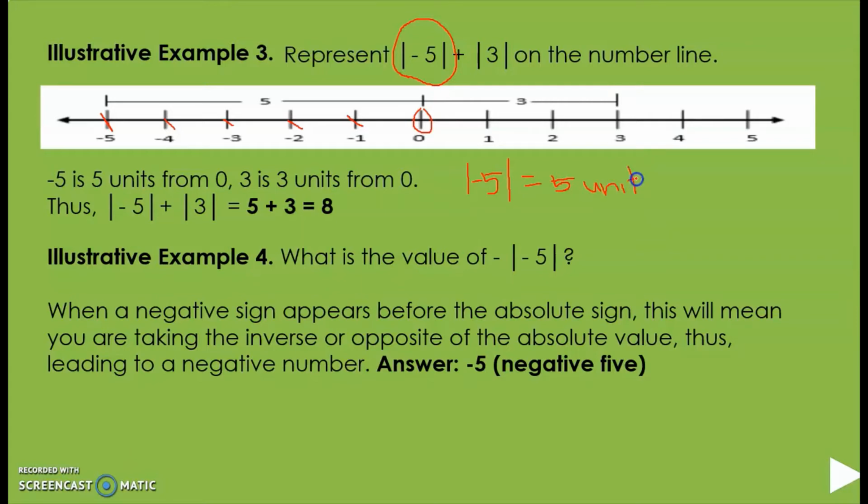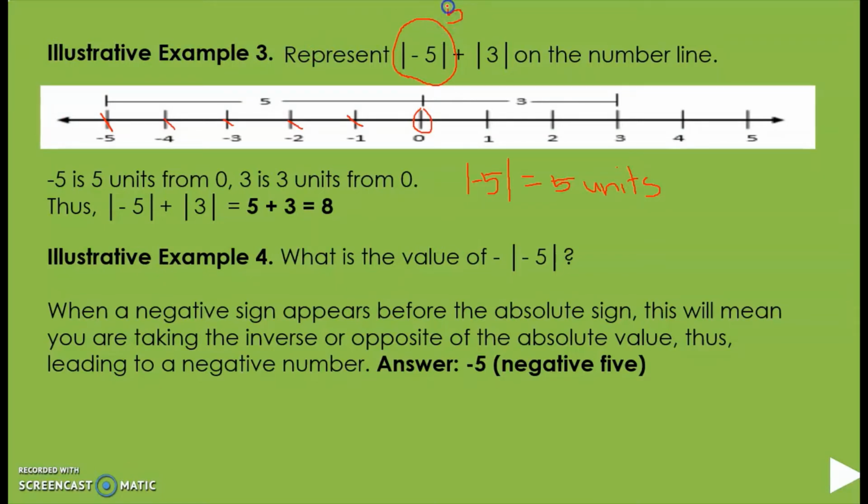Because as we say, the absolute value refers to distance, and there is no such negative distance when we are talking about the absolute value. So let's see, we have 5 here. The absolute value of negative 5 is 5.